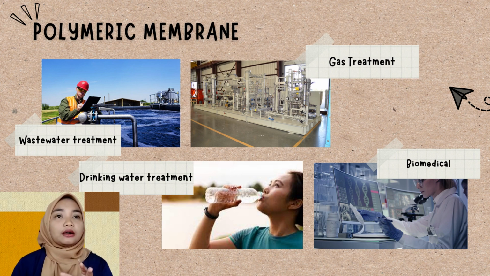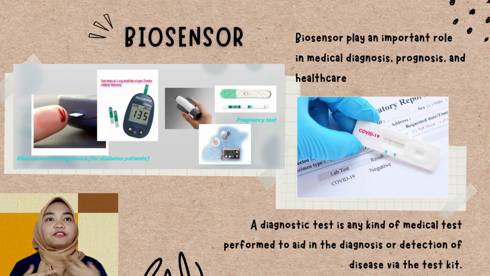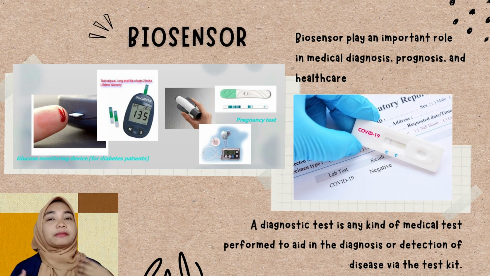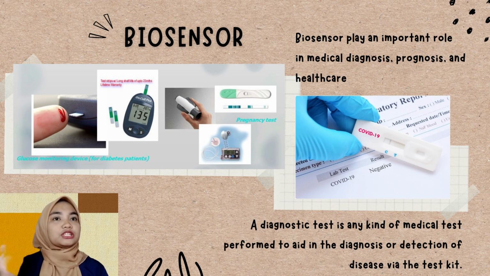Polymeric membranes are now often used in a broad variety of industrial applications such as wastewater treatment, gas treatment and drinking water treatment, and nowadays there are numerous ways of using polymers in medical technology, especially in medical devices. Polymeric membranes are widely used in the development of biosensors in medical technology. A biosensor is a device that measures biological or chemical reactions by generating a signal proportional to the concentration of an analyte in the reaction.